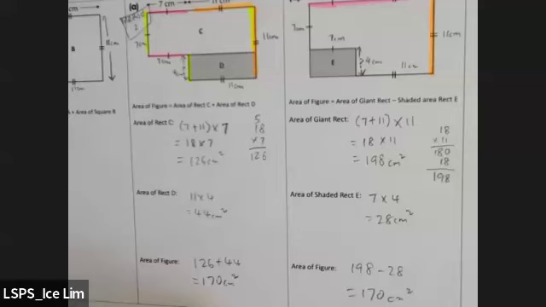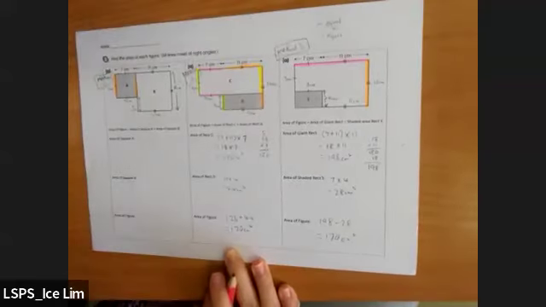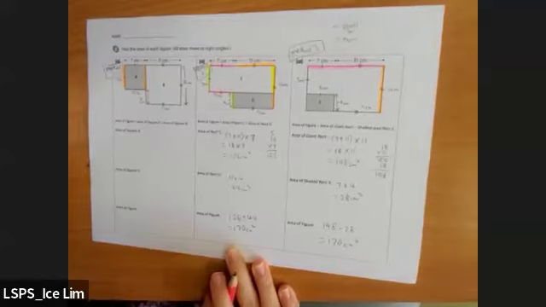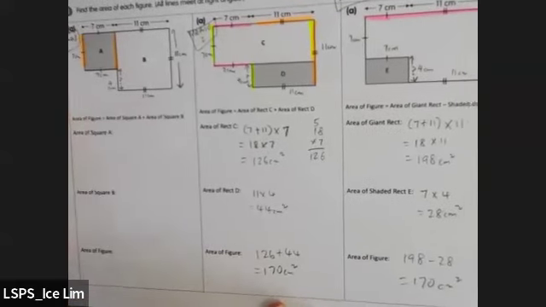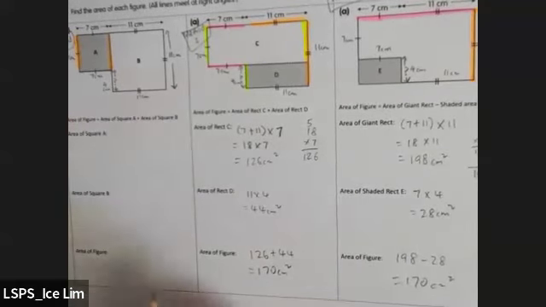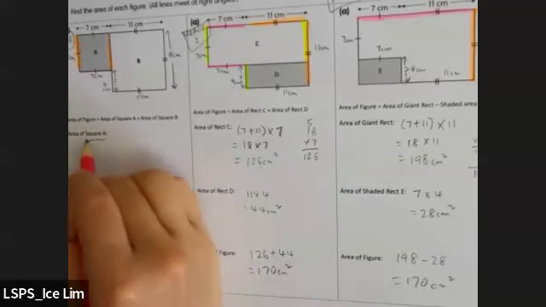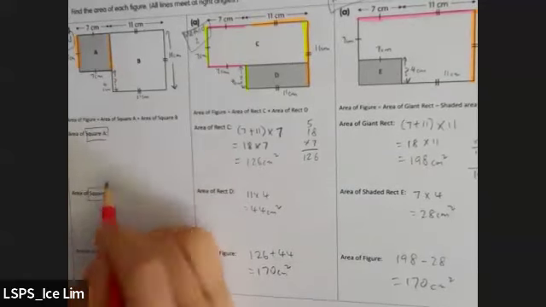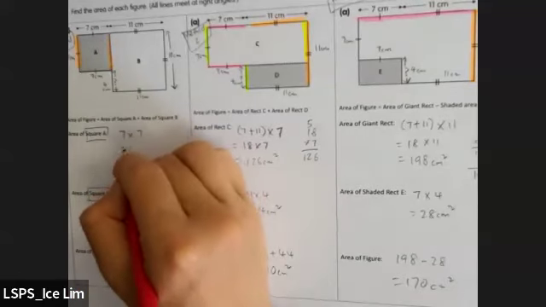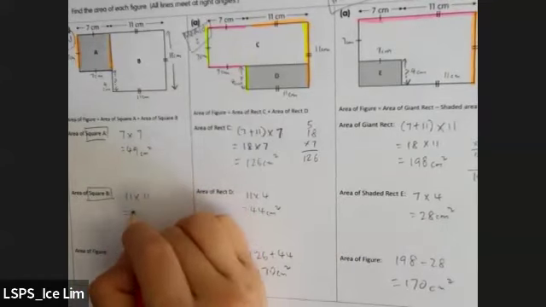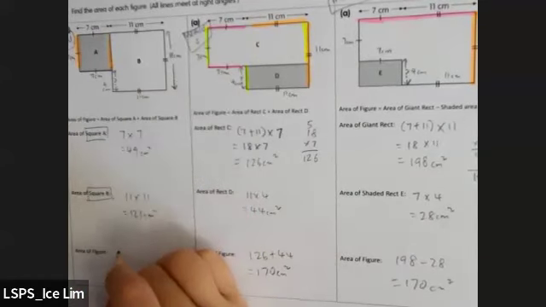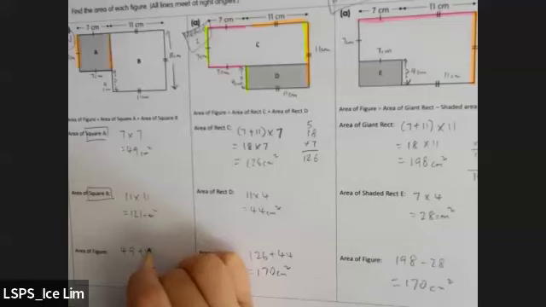Yes, all 170. Is it expected that you should get all 170? Yes. And then you have the last one, the clue here, square A and square B. So A is 7 times 7, that's 49 square centimeters. B is 11 times 11, that's 121 square centimeters. And the answer will be 49 plus 121, that will be 170 square centimeters.